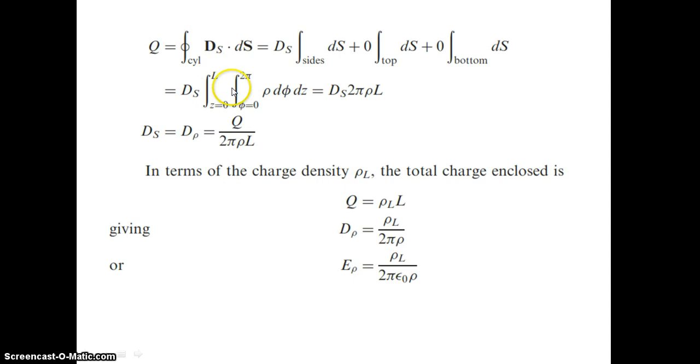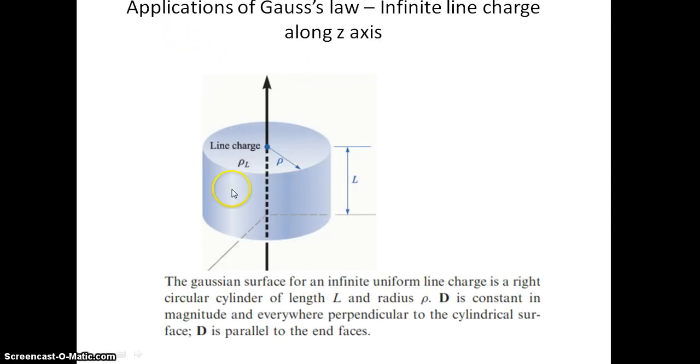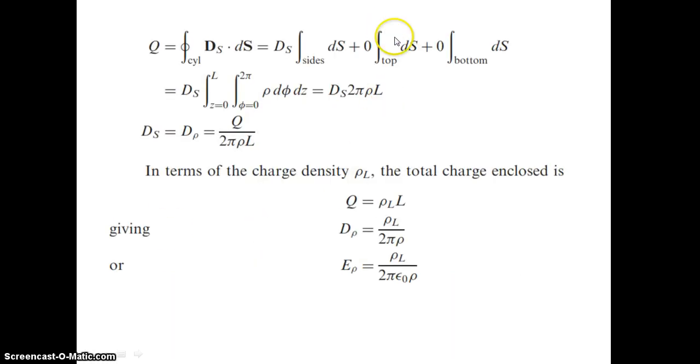Okay. So we substitute Q equal to the integral of D dot dS. For the cylindrical surface we have the lateral sides as well as the top and bottom surfaces. So we have to evaluate three terms: sides, top and bottom. Considering the top and bottom surfaces, D dot dS will be equal to 0. So we have only the lateral sides, and for the lateral sides the dS value is rho d phi dz.